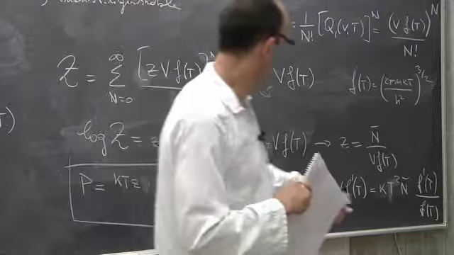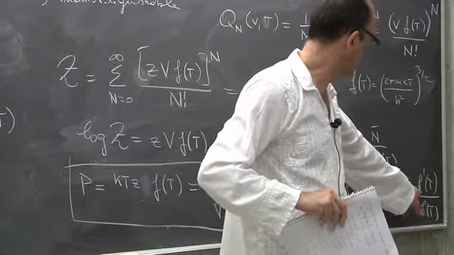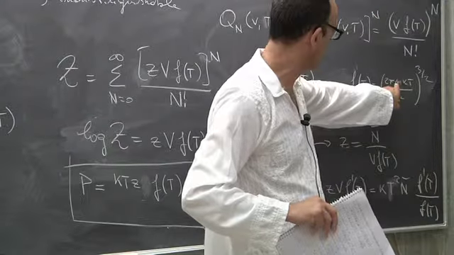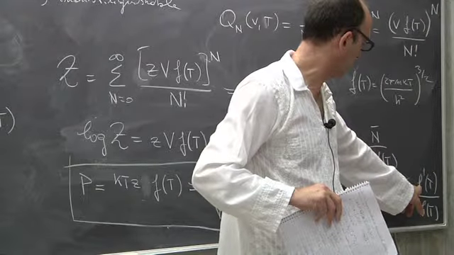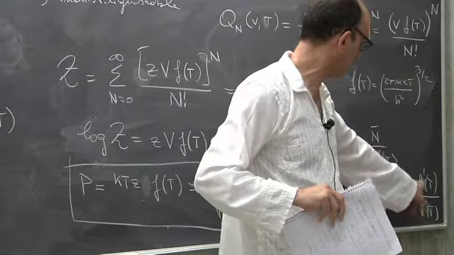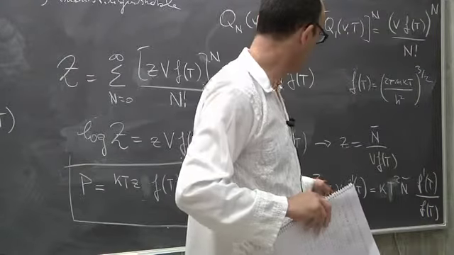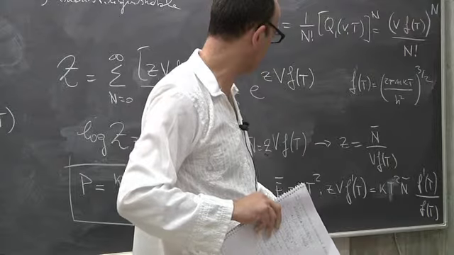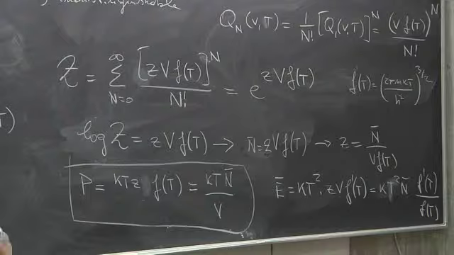So you see that if you put in this result, this is the derivative of the log of f of t with respect to t. So this is 3 halves over t. So you get again that the energy of the ideal gas is 3 halves N kT, as you should expect.